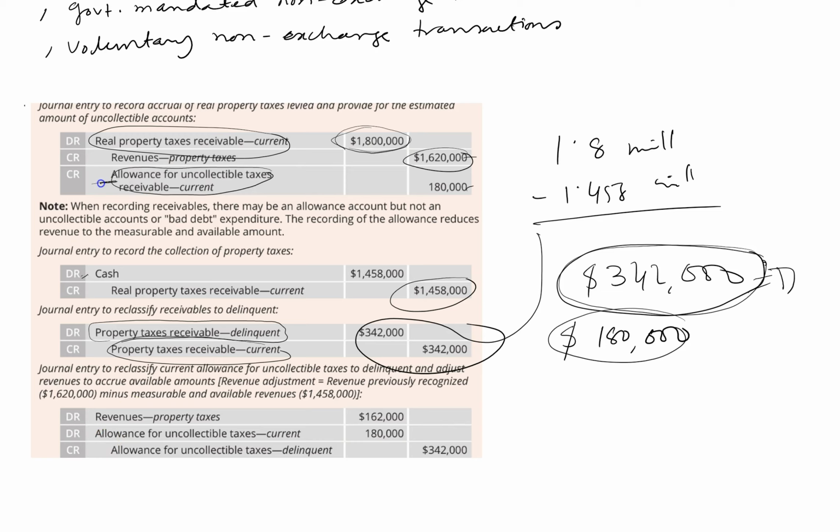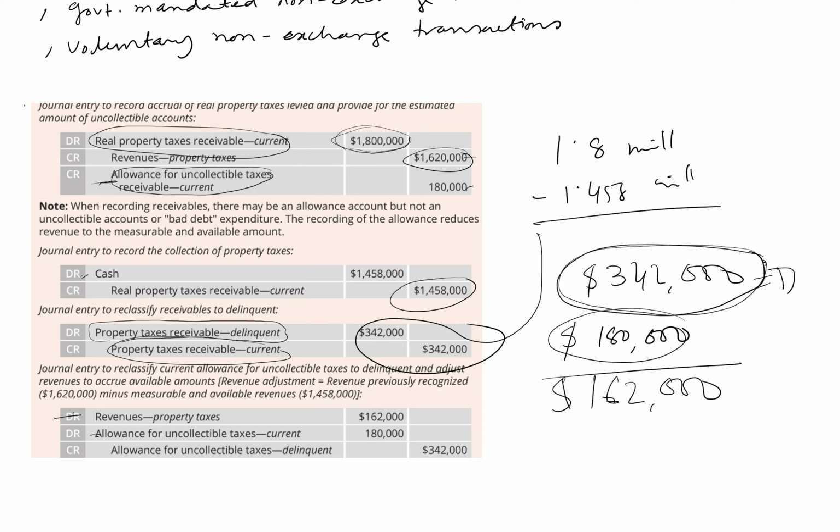Initially this allowance was a credit item, so we are going to debit the allowance, the old category, I mean the allowance as a current category. The difference between these two, which we have to remove from our revenues, is 162,000. So we will adjust with the revenues, reducing it by debiting revenues. This is how it works for real estate taxes.